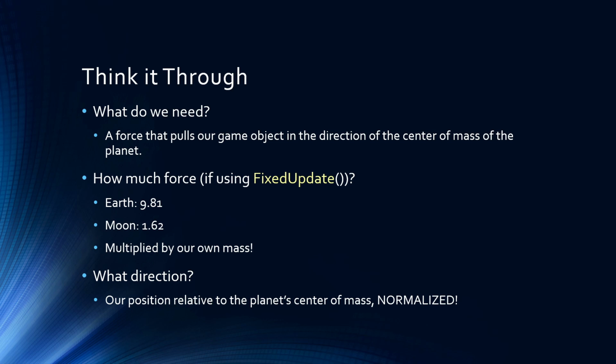So why is that important? Well, it's important because if we want to apply a consistent value, such as 9.81, and our mass, then if you don't normalize your value, the further away from the planet you are, the faster your object's going to fall because it's going to have more force. And then the closer it gets, the less force it has. So you just want to make it 1, and then your mass, and then your gravity value.